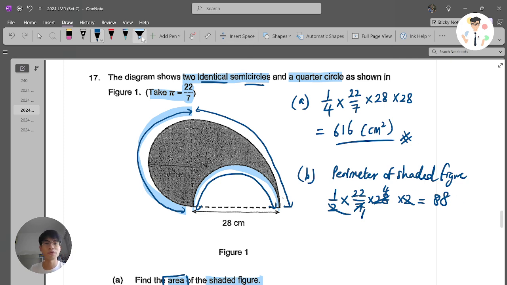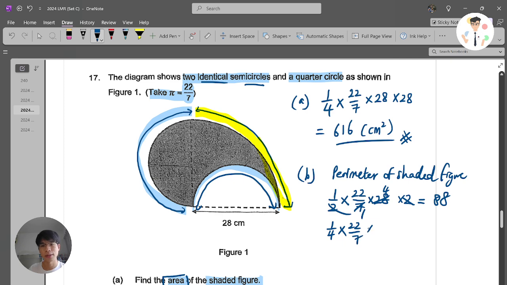Now, if you are not confident that whether this yellow color part is actually also the same as this part of the blue color, then you can calculate also. 1 over 4 times pi times, what is the diameter in this case? Now, the radius is 28. So diameter is 28 times 2, right?